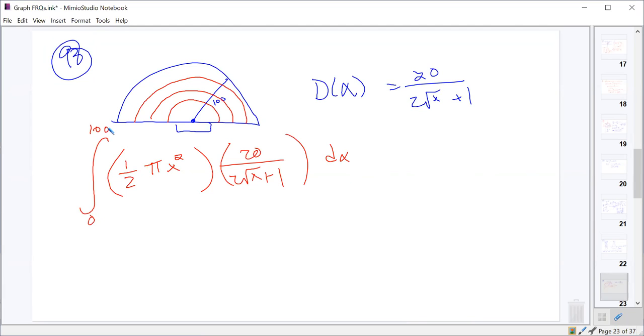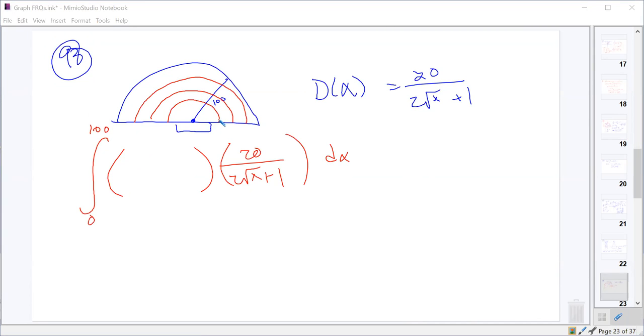Everybody good with that? That's not right though. I did that wrong. Sorry. Now that I think a little more about that, that should not be 1/2 pi x squared. We're not talking about the area of each one of these.